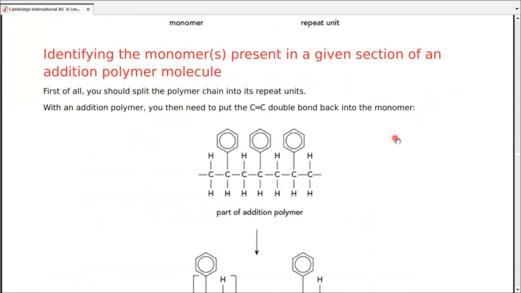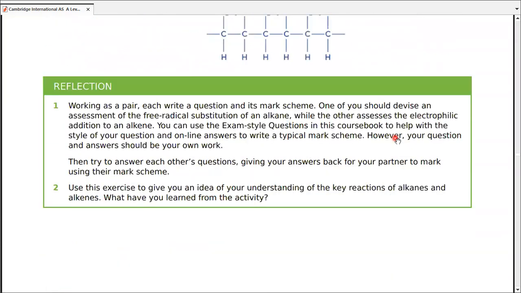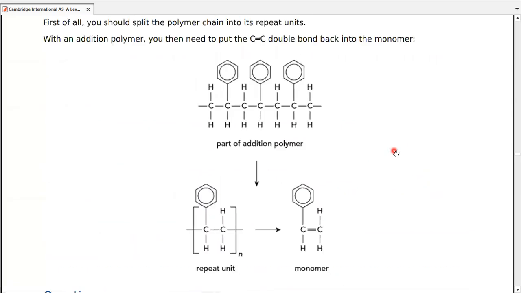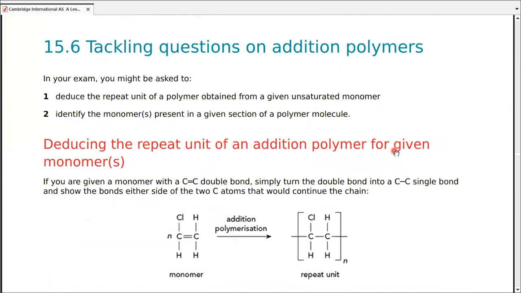So, getting back to the page we were on, actually, that's about it. I thought there was another part to it. Well, that's it.